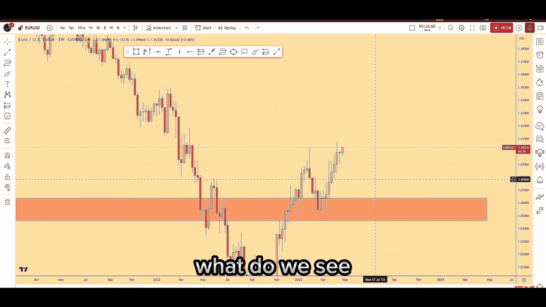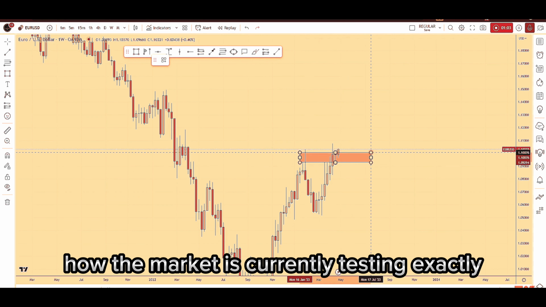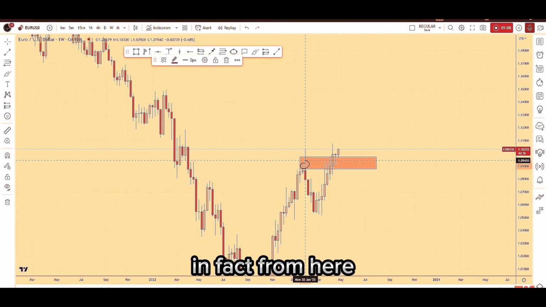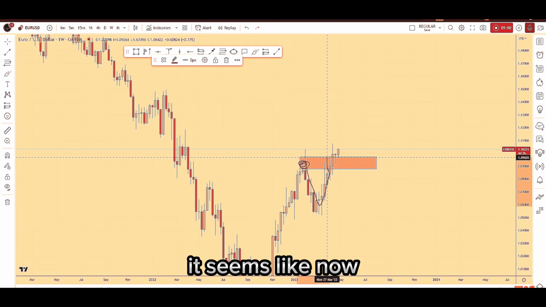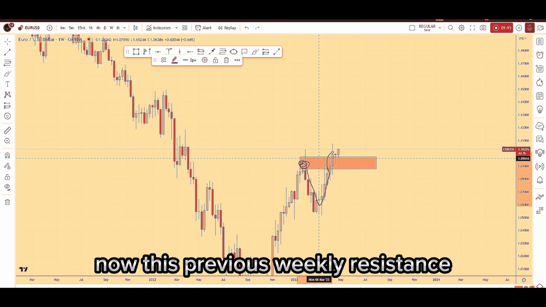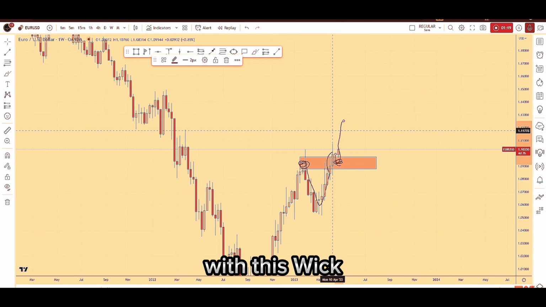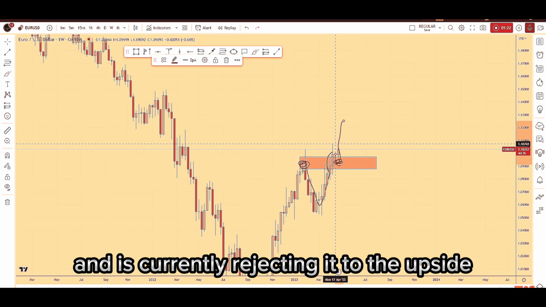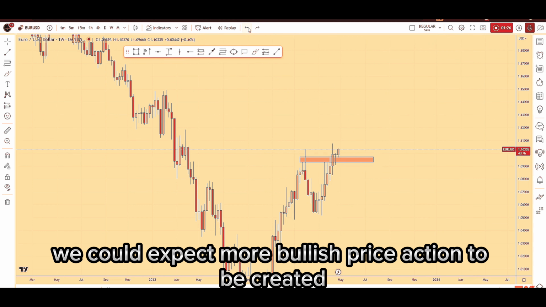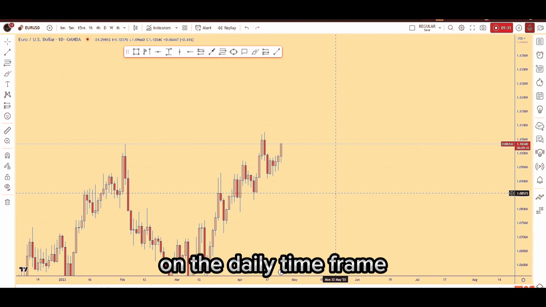Dropping down on the weekly, what do we see? Well, on the weekly time frame, first of all, we have to notice how the market is currently testing exactly the previous weekly high. In fact, from here the market was finding resistance. It seems like now the market managed to break above this resistance. So now this previous weekly resistance is turned support. We can see how the market also tested it here with this wick and is currently rejecting it to the upside. So in a situation like this, we could expect more bullish price action to be created away from this area.